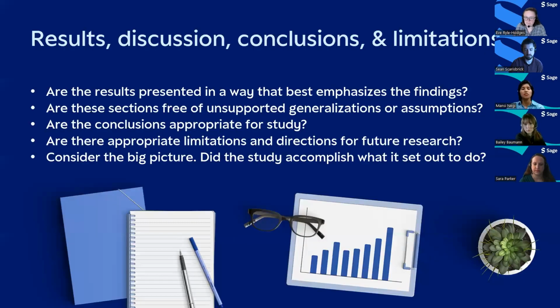Many of the questions raised in analyzing the materials and methods section flow over into the results, discussion, and conclusion sections. Common questions to think about when reviewing these sections include: are the results presented in a way that best emphasizes the findings? Are these sections free of unsupported generalizations or assumptions? Are the conclusions appropriate for the study? And are there appropriate limitations and directions for future research?